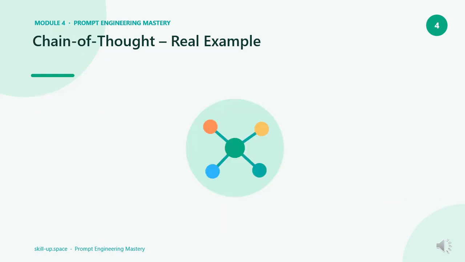Here's a practical example. Task: a candidate has 7 years of experience, but a 2-year employment gap. Should we move forward in the recruitment process? Without chain of thought, the AI might give a quick yes or no with little explanation. With chain of thought, the AI breaks down the pros, cons, risks, and recommendations step by step. The quality and usefulness of the answer increases significantly. This is especially valuable in HR and any decision-making role.